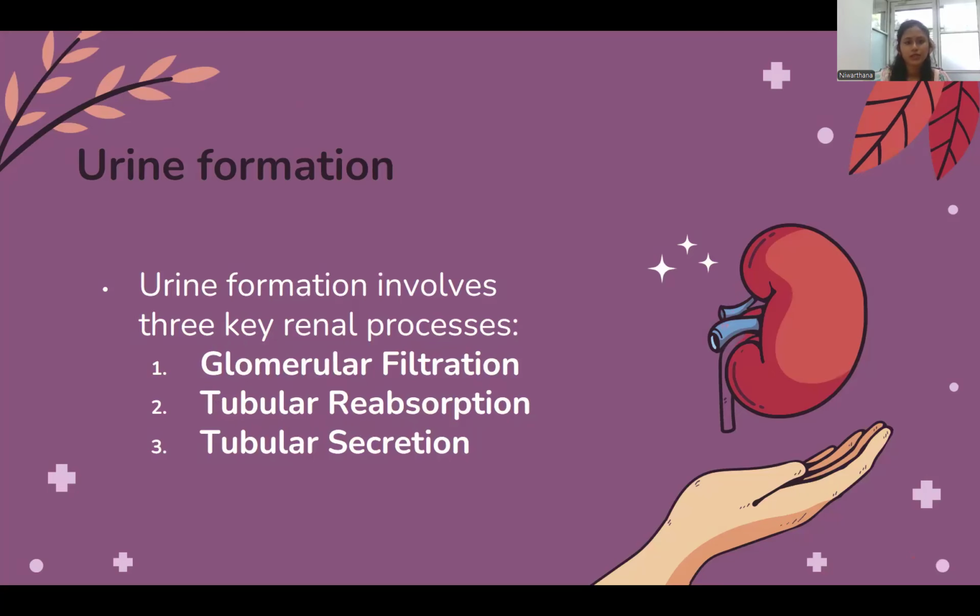As we talked about previously, urine formation involves three key renal processes, the ones that happen at the renal tubules. They are glomerular filtration, tubular reabsorption, and tubular secretion. These steps happen, and at the end urine formation happens. We are going to talk in detail about how each of these processes happens and how they are helpful in the urine formation process.